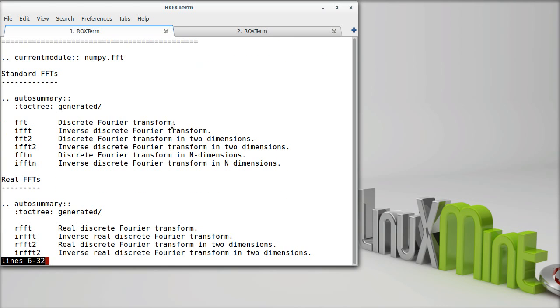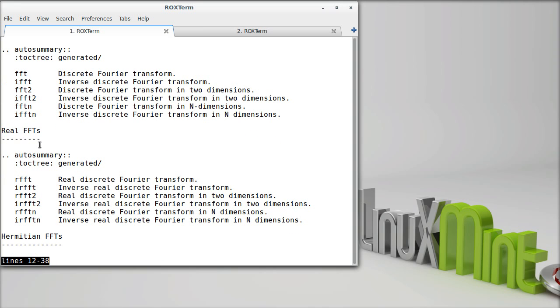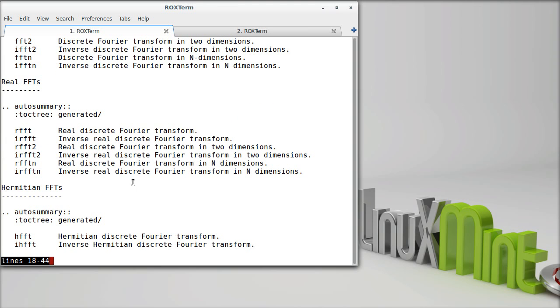So if we look at the Fourier transform routines that are available, well, there's FFT that does the discrete Fourier transform, and IFFT that does the inverse. There's then two-dimensional and n-dimensional versions of these. There's then specialized ones for if you're just dealing with real functions, or real discrete Fourier transform, or Hermitian, if we have complex with certain properties.